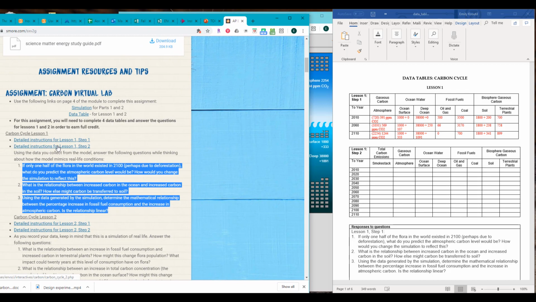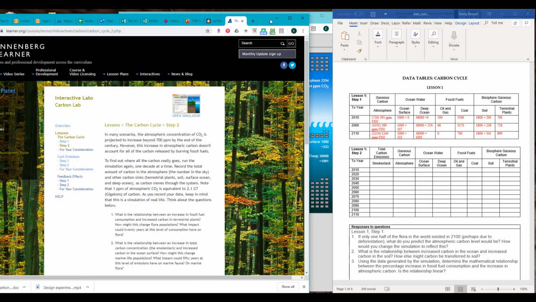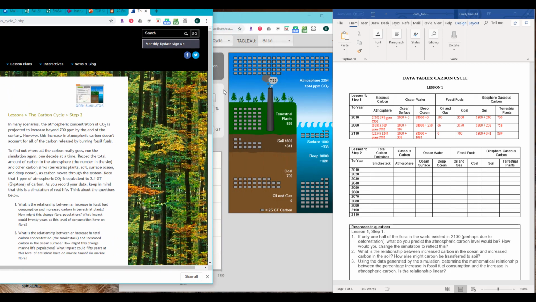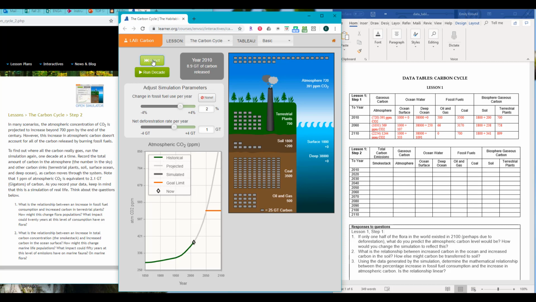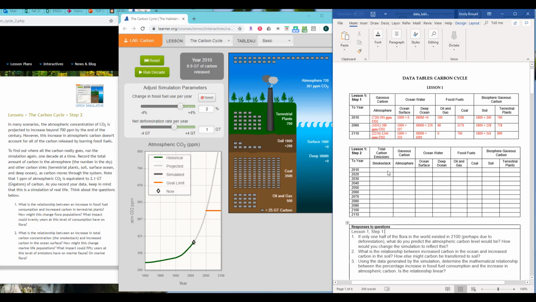Okay, so now I want the detailed instructions for lesson 1, step 2. Okay, so this says in many scenarios the atmospheric concentration of CO2 is projected to increase beyond 700 ppm by the end of the century. However, this doesn't account for carbon released by burning fossil fuels. To find out where it really goes, we're going to run the simulation one decade at a time. We're going to record the total amount in the atmosphere, the number in the sky, and other carbon sinks.